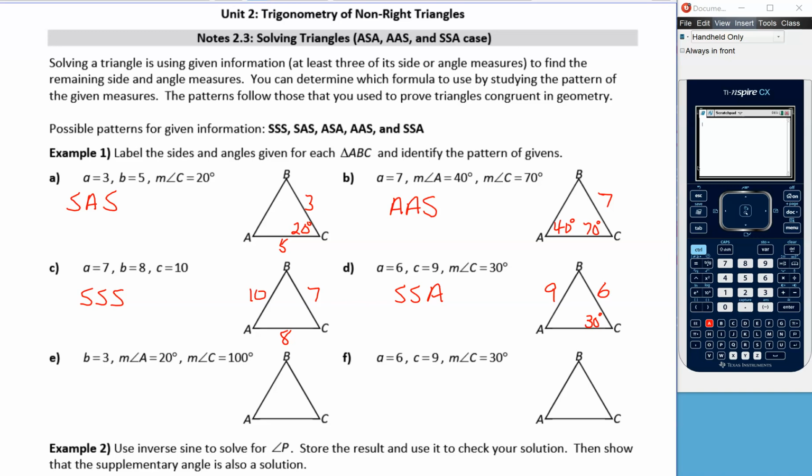In E, we have a side and two angles given. The side is in between the two angles. So this is an angle side angle pattern of givens. In the last example, we have a repeat of D. So this is side side angle.